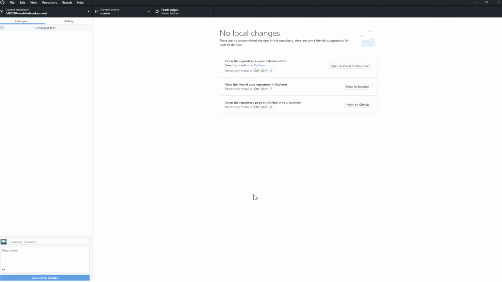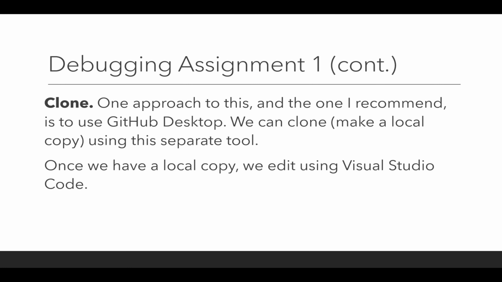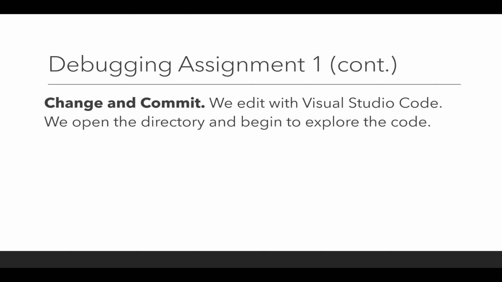Okay, right? Tools for tasks. We use this to create a local copy. I'm now going to use a different tool, VS Code, Visual Studio Code, to edit the code. When I'm done editing code, we're going to return back to this program. Okay, but first let's talk a little bit more about the steps to debug and what we needed to think about for this assignment. So let's return to my presentation here. And the next step in the process would be to change and commit, right? We edit using Visual Studio Code, we open the directory and begin to explore the code.